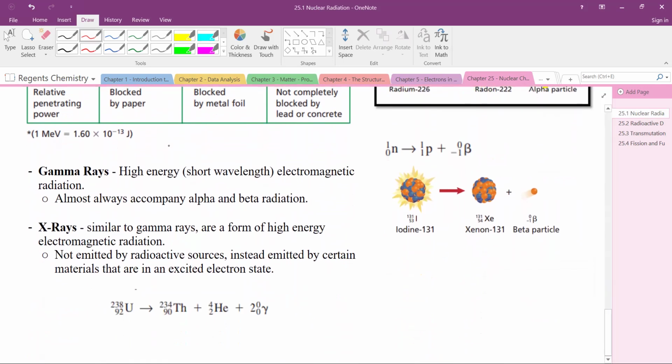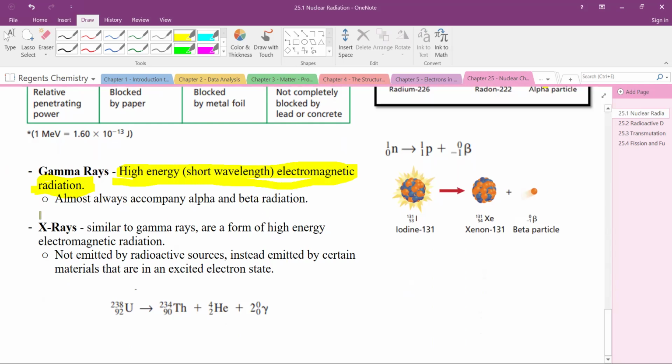Now, this brings us to two vocab words that are fairly important here. Gamma rays are those high energy electromagnetic radiations. They're usually very short wavelengths. The idea of a gamma ray burst is an extinction level event that could sterilize the surface of the Earth. So these can be pretty powerful. These also almost always accompany alpha and beta radiation. They are almost always a byproduct of that radiation, and they are what makes it so dangerous.